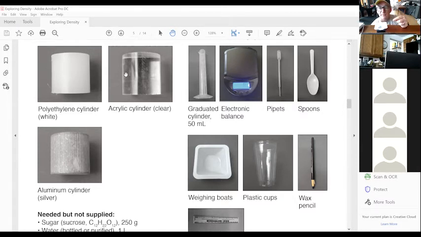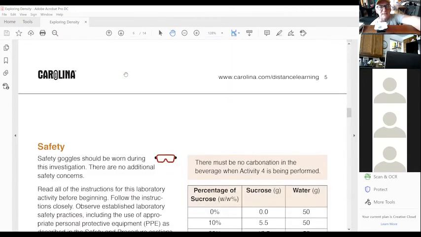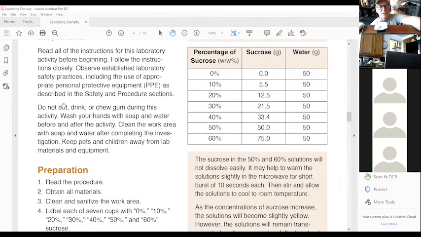So what we're going to do is take, even right here, we've got the different masses of sugar for you to use. So we want to get 7 cups actually, one with just the filtered water in it. And then in the others, we're going to put 5.5 grams of sucrose, 12.5 grams, 21.5, and so on.